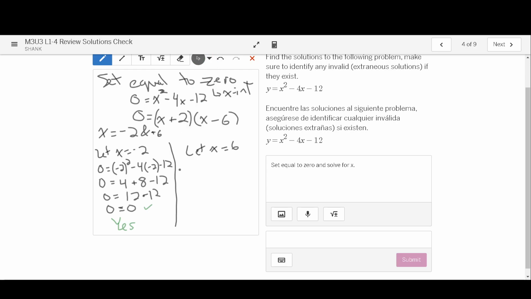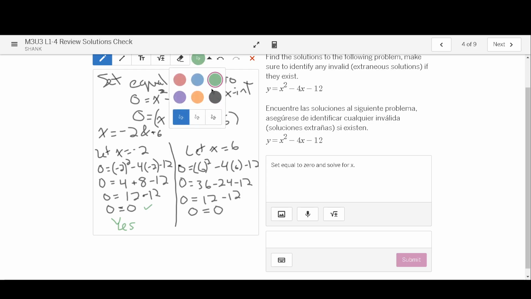And the same idea on the right side: 0 equals 6 squared in parentheses minus 4 times 6 minus 12. So this is going to be 36 minus 24 minus 12. This is 12 minus 12, which again is correct. So for some of these, you're going to have 2 answers. For some of these, you're going to only have 1 answer.